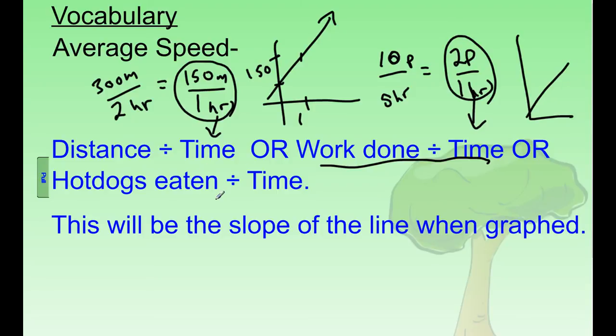If it's 50 hot dogs in, I don't know, whatever, 10 minutes, then the slope would be 5 over, what did I say, 50 hot dogs in 10 minutes? 5 over 1, 5 hot dogs a minute. Okay, that would be the graph. That would be the slope of the line. Have a slope of 5 over 1. Okay, so let's get to it.